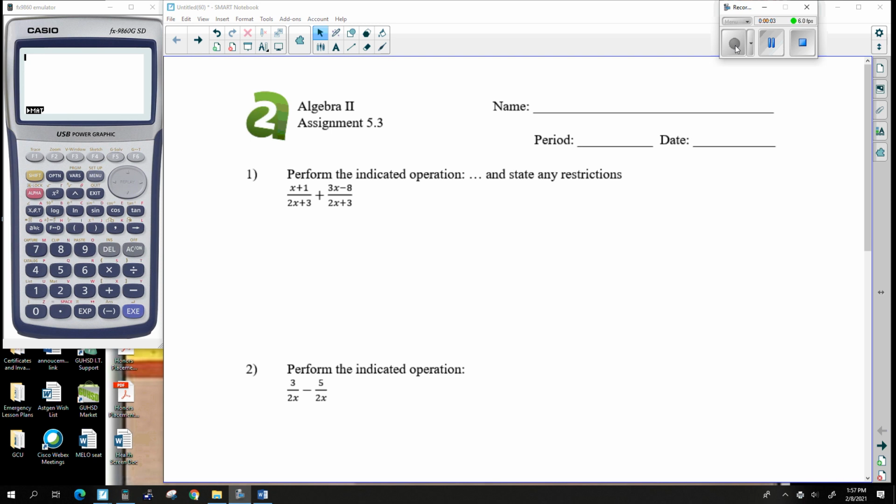Okay, this is our third lesson. This is Unit 5, Lesson 3. And in this lesson, we are going to learn about addition and subtraction.